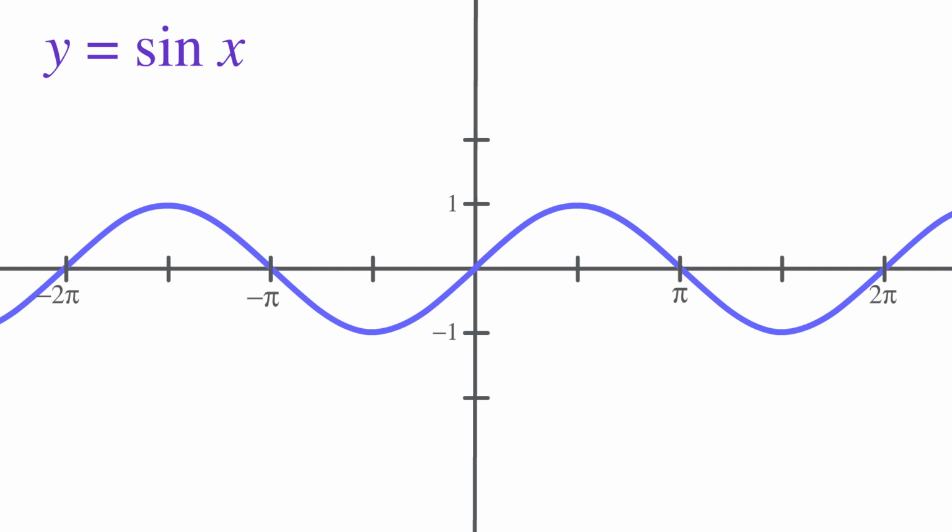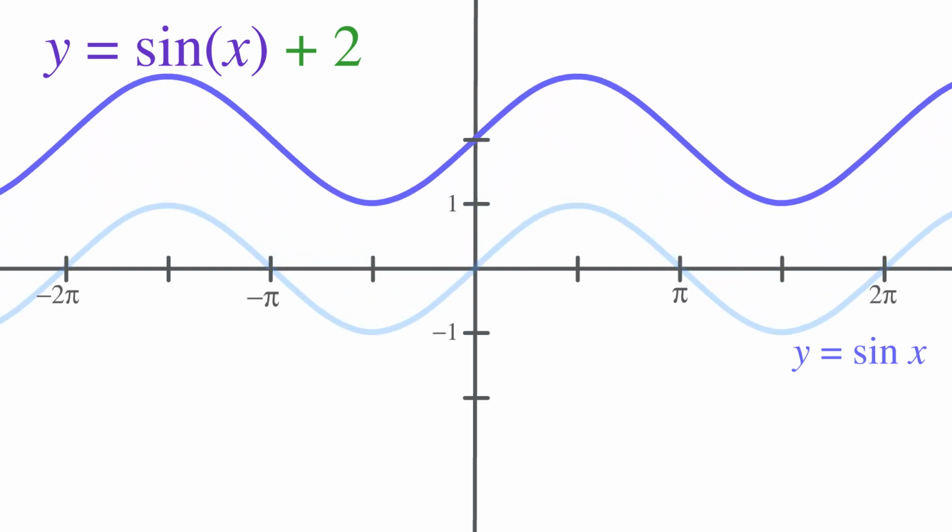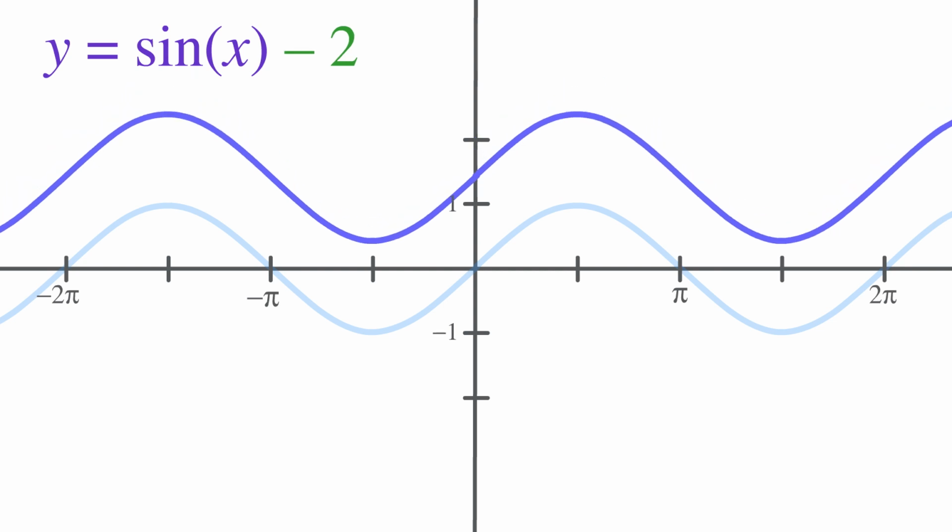For instance, if we want to graph sine of x plus 2, it means we'll make all our output y values 2 units larger. Notice that I reinstated parentheses around the x variable just to make it clear that the plus 2 isn't being done to the x variable itself. This has the effect of shifting the graph upward 2 units. If you want to move it downward, subtract 2.